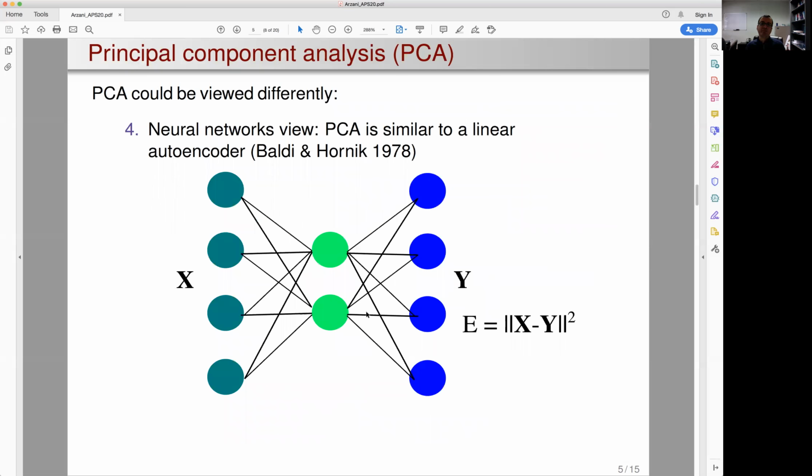Finally, we can view principal component analysis from a neural network perspective. PCA can be shown to be identical to a linear autoencoder. This was actually known long before the rebirth of interest in AI and neural networks. And this is very promising because it enables us to extend PCA to nonlinear versions.